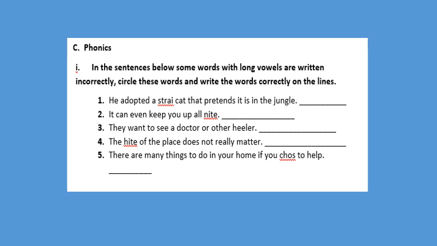The last part is the phonics. In the sentences below, some words with long vowels are written incorrectly. Circle these words and write the words correctly on the line. He adopted a stray cat that pretends it is in the jungle. Stray, it ends with a Y. It can even keep you up all night. Night, with I-G-H-T.